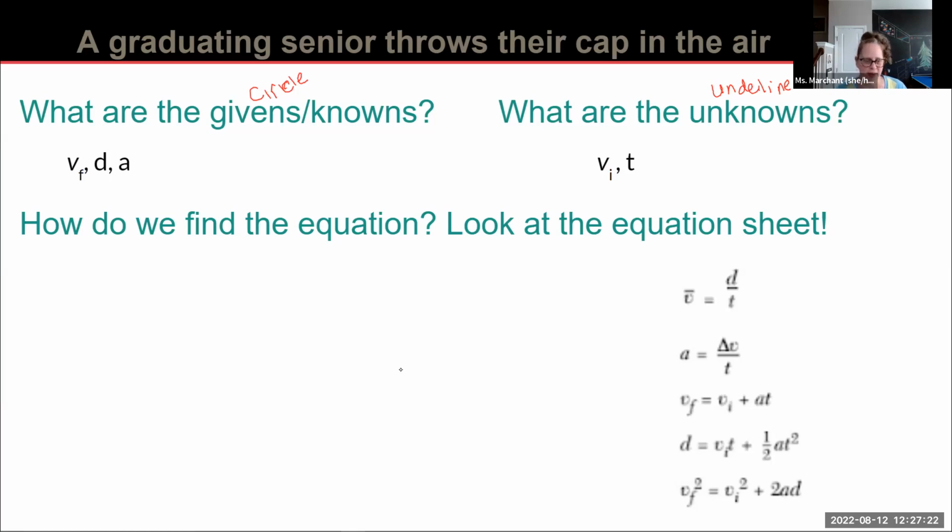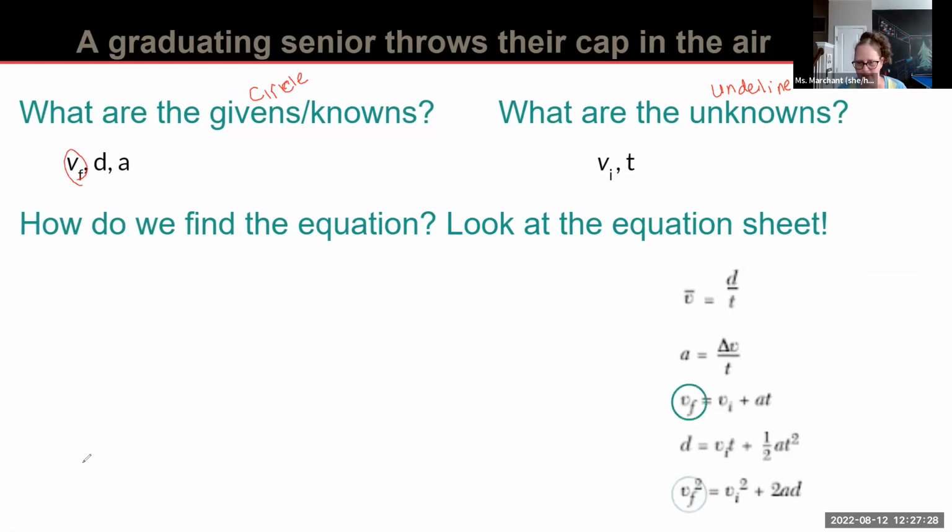So we have velocity finals. I'm going to circle all my velocity finals. There we go. We know distances, so I am going to now circle all my distances because we know those answers. What's next? Acceleration. We know it's due to gravity, so I'm going to circle all those accelerations.